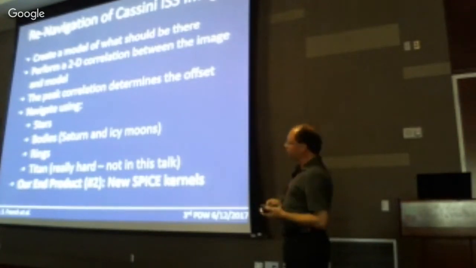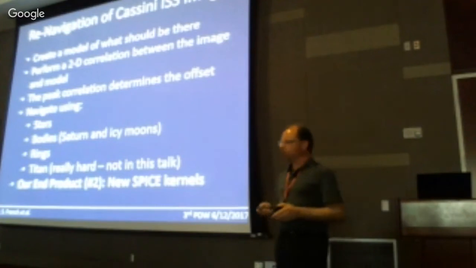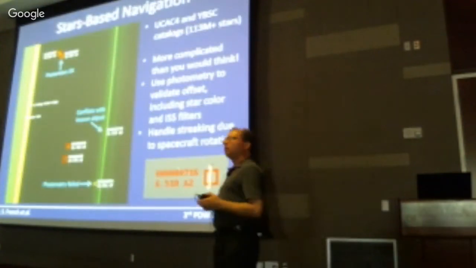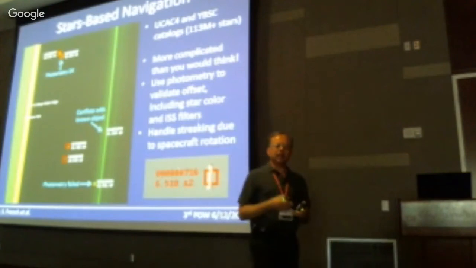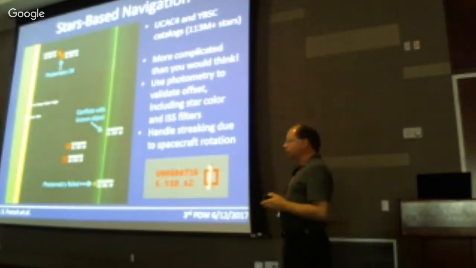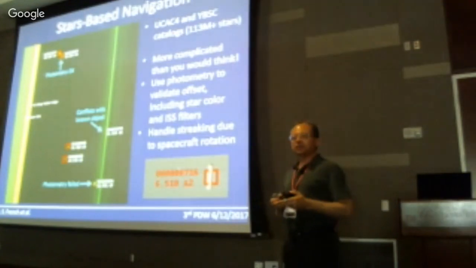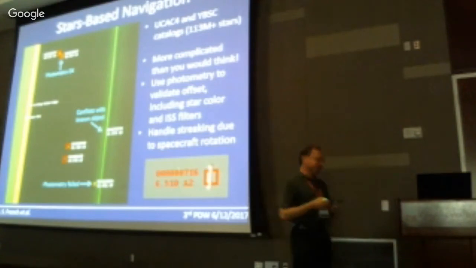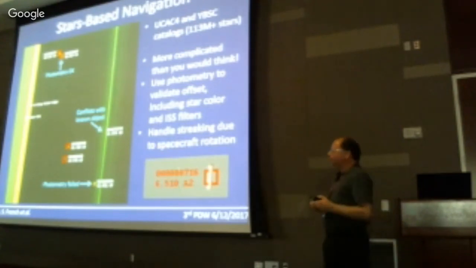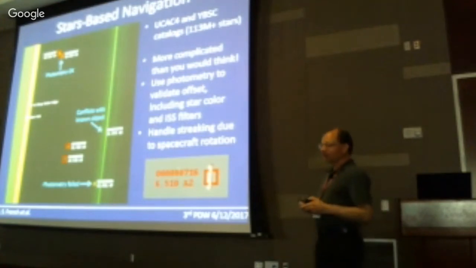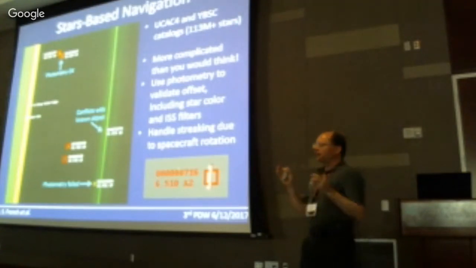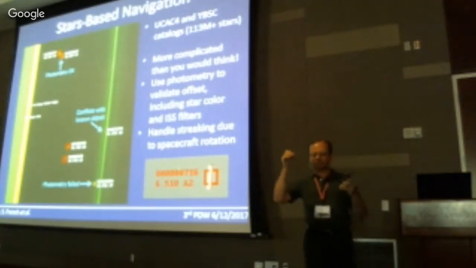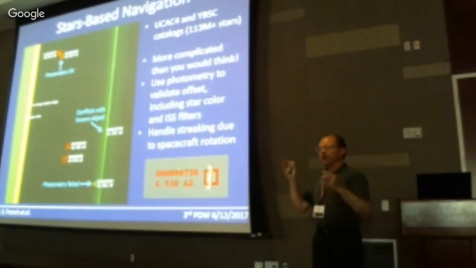So now I'm going to talk about how to do these various different types of navigation. So stars you would think would be pretty easy, but it turns out to be more complicated than you might think. We use the UCAC4 star catalog from the US Naval Observatory, which has about 113 million stars in it, although for some reason that I do not understand, it does not include any of the bright stars. So that was a surprise to me. Like Vega is not in it, for example. So we had to merge it with the Yale Bright Star catalog to get the bright stars. Yale Bright Star catalog doesn't have any of the dim stars. We produce the model that has basically little PSF dots for each one of the stars, and you correlate it with the image. Did it actually work?